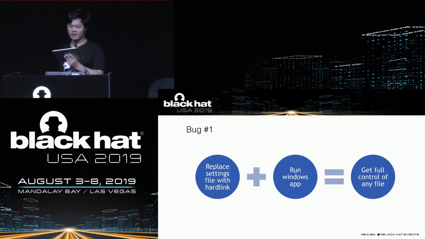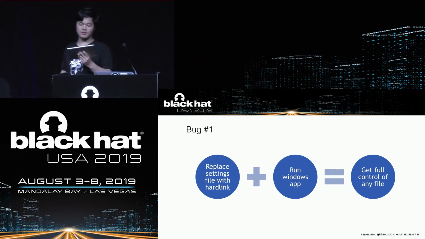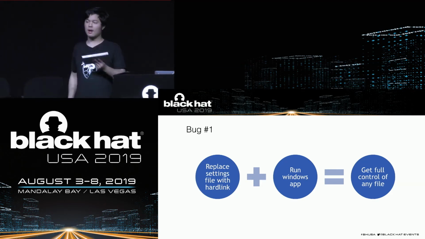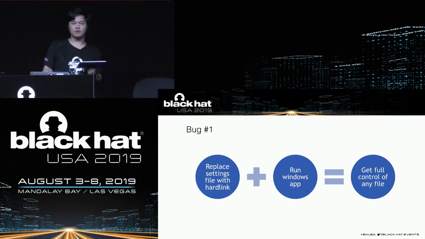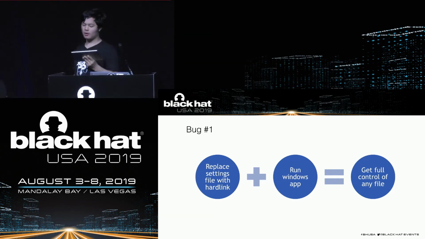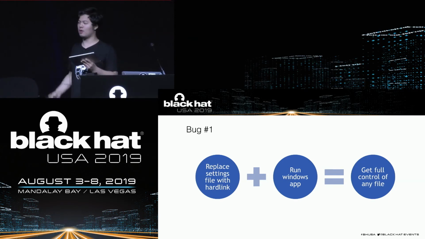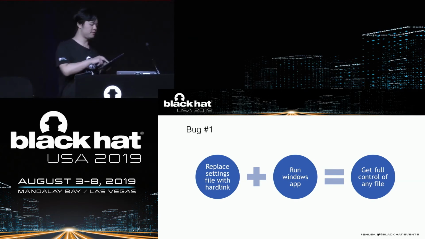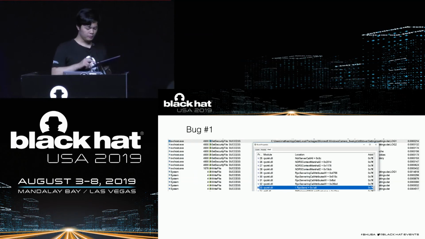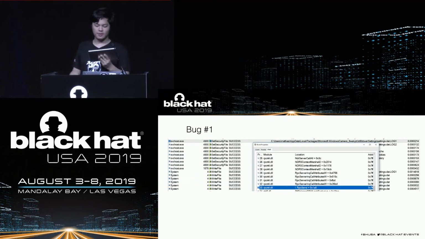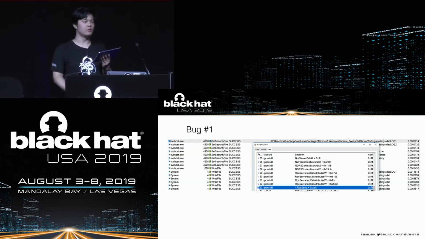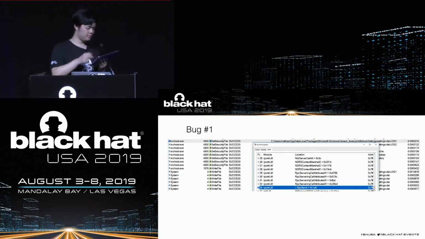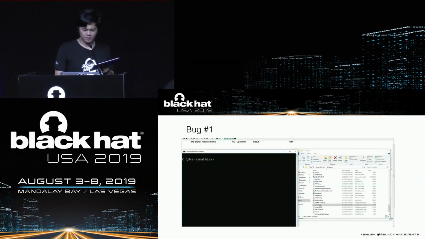And we see it: first we replace the settings file with a hard link, and we run Windows apps such as the Windows Camera or Windows Xbox Live, and we'll get full control of any file because it uses a settings file. We see it just call the ALPC interfaces and use set security to change the DACL. So let's see the video.